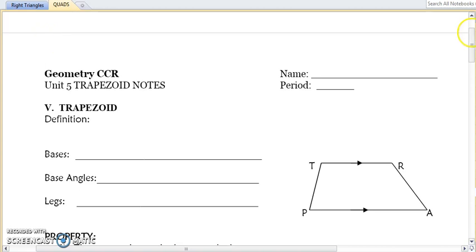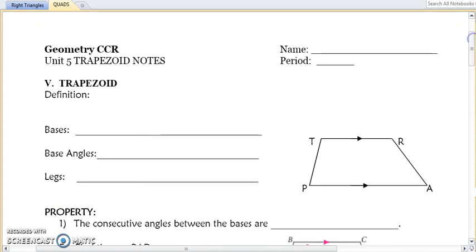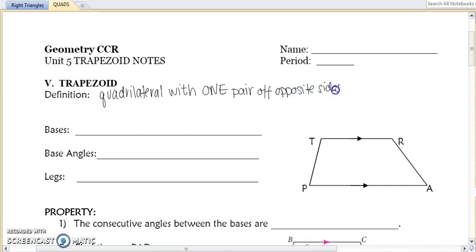Okay, today we're going to talk about trapezoids. Trapezoids are a four-sided figure, so a quadrilateral with one pair of opposite sides parallel. So that's our definition. It's just a quadrilateral with one pair of opposite sides parallel.